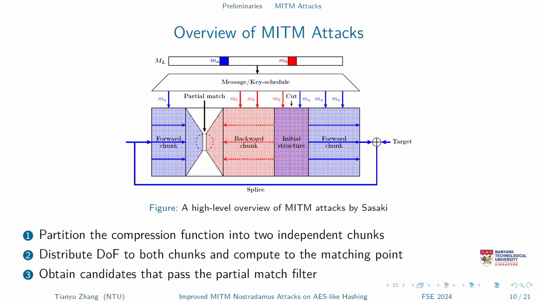Then the meet-in-the-middle attack makes use of the loop-like structure of a compression function inside a hash function. We find a way to partition this compression function nicely into two independently computable chunks, which we call the forward and backward chunks, that meet in the middle at some matching point. The attack distributes degrees of freedom to find nice candidates for both chunks and then computes to the matching point. Because there are some constraints incurred, we can filter the candidates before checking a full match, and that's how it yields its advantage against a generic attack.